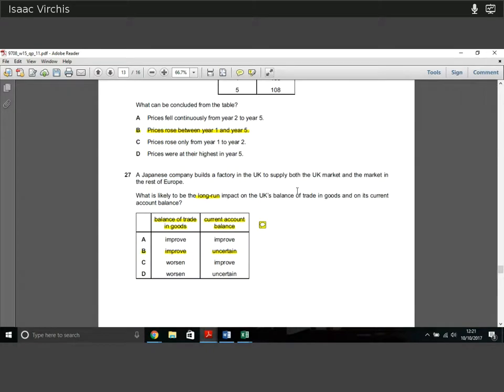Okay, last couple of questions. 27. A Japanese company builds a factory in the UK to supply both the UK market and the market in the rest of Europe. What's likely to be the long-run impact on the UK's balance of trade in goods? So we're likely to see the UK exporting more.